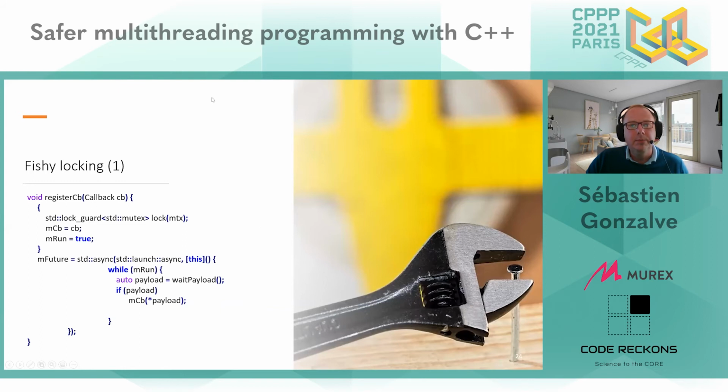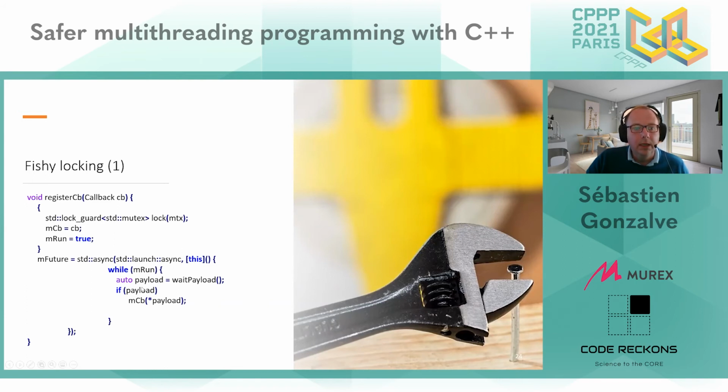So here is an example of fishy locking. Something's wrong in here. I don't know if you have an idea of what's going wrong, but let's go through it together. Here I have a function that takes a callback, that takes a lock, which seems to protect these members, that sets the callback to the value. So the callback should be some kind of function, and run, which must be some Boolean, is set to true. Okay, so far so good.